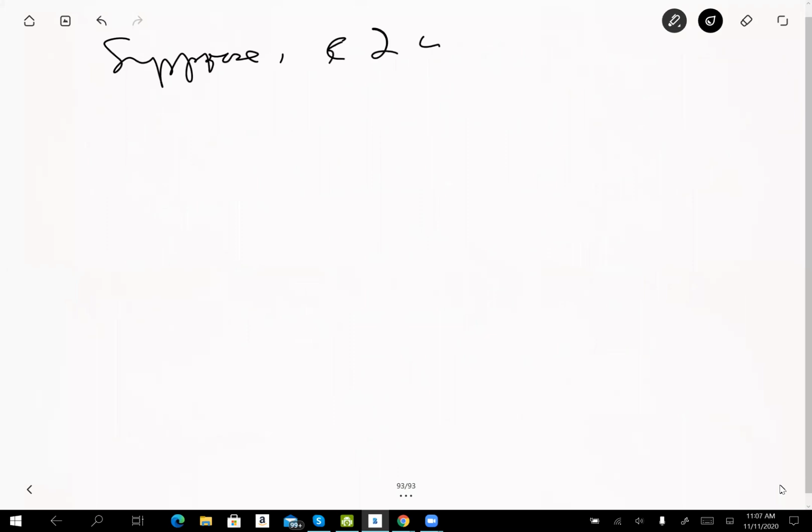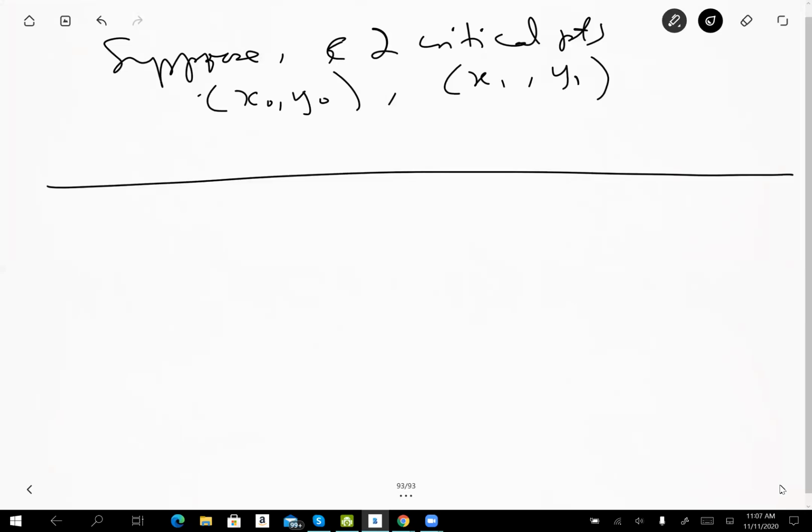After you find the critical points, say there are 2: one is x0, y0, and another point is x1, y1. Let me just draw the x line. x0 is here, say x1 is there. Now this will break the intervals.